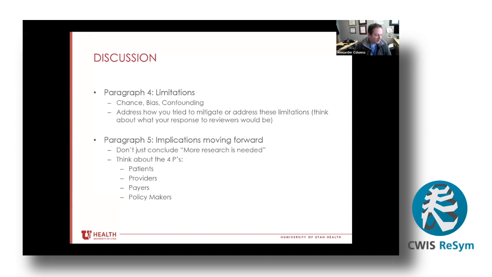And then paragraph 5 is kind of where we need to go forward. Please don't be lazy and just say we need more randomized control trials, even though we probably do need more randomized control trials. But try to be innovative. Think about how your findings affect patients. The 4 Ps, as Dr. Dimmick described it: patients, providers, payers, and policymakers. So put a little bit more thought into how your findings affect the stakeholders in the healthcare system: patients, doctors, people that pay for it, and people that make the laws.